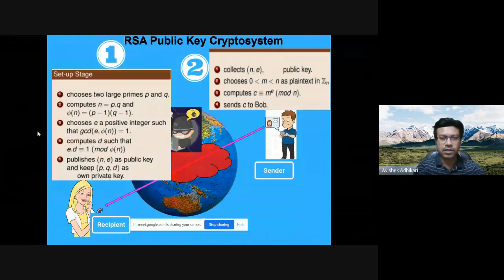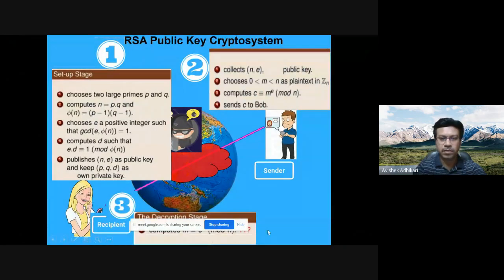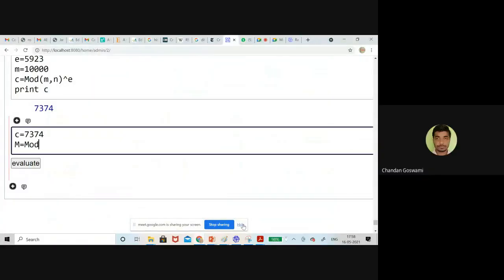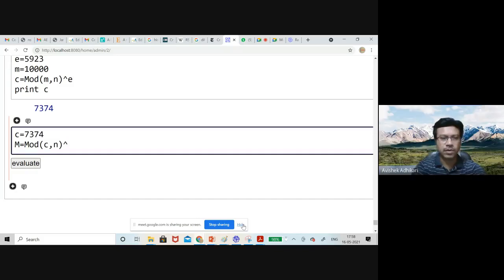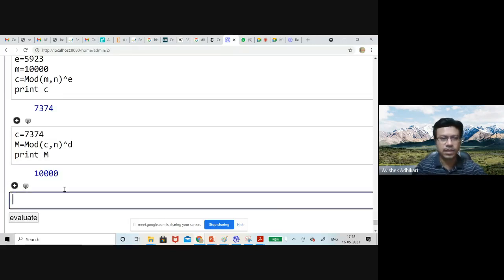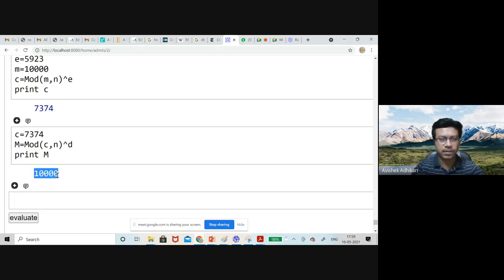So it was the decryption algorithm. What should I write then? So C to the power D. Very good. In terms of mod, mod n of C to the power D, and print M. See, 10,000 is back. Clear?